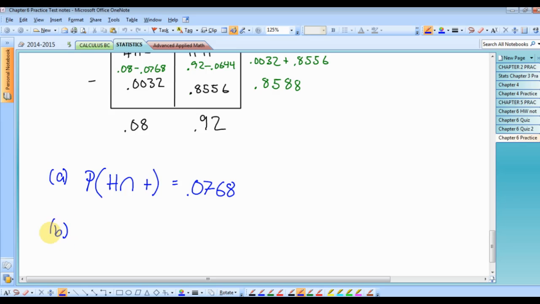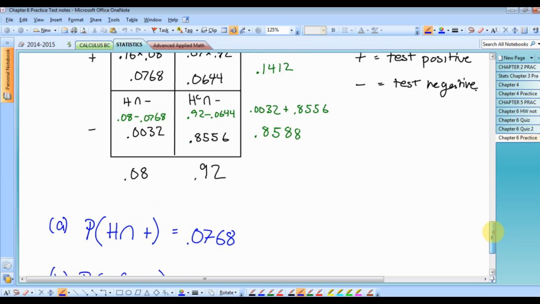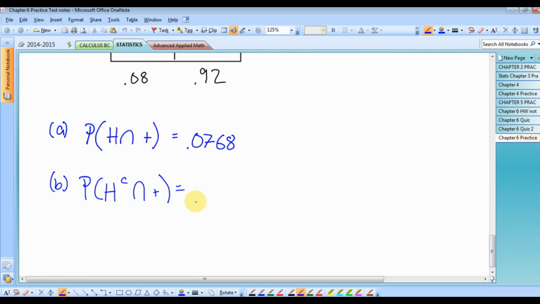Letter B. What's the probability that a randomly selected person does not have heart disease but tests positive anyways? Probability that someone does not have heart disease, that's H complement, but tests positive anyways. Oh, poor guy. What do you mean? He doesn't have heart disease. 0.0644. But he thinks he does.